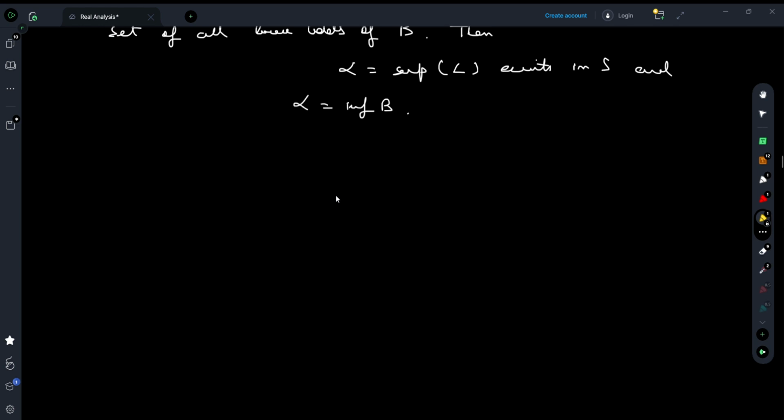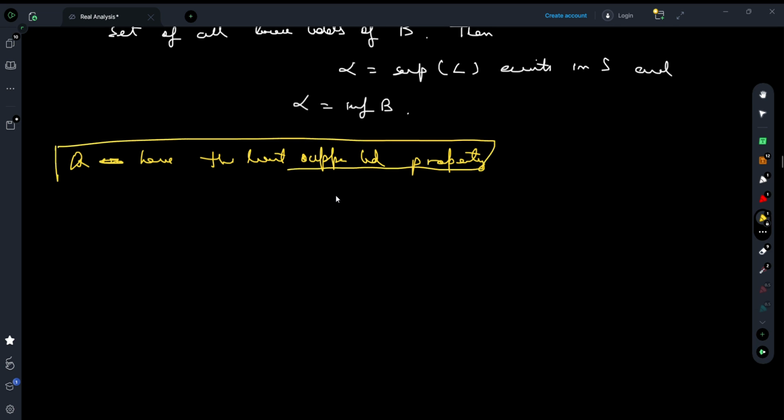I'm just giving you an example. Say I'm giving you this fact here that real numbers are ordered. Real numbers have the least upper bound property. We will prove it later. This is the property which makes it different from the other important sets like the rationals, integers, and all.